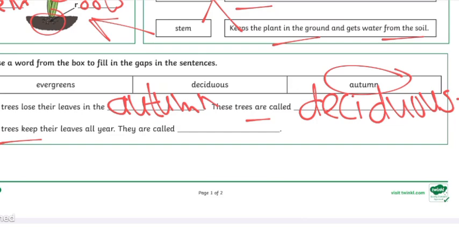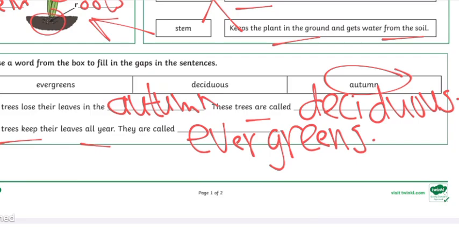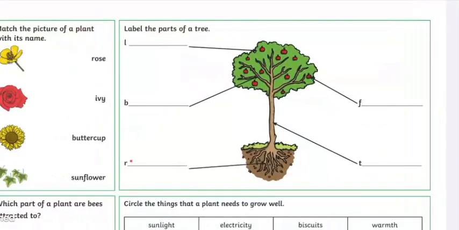Some trees keep their leaves all year. They keep the leaves for all the year. So they are called what? Evergreens. Super boy. The second page.